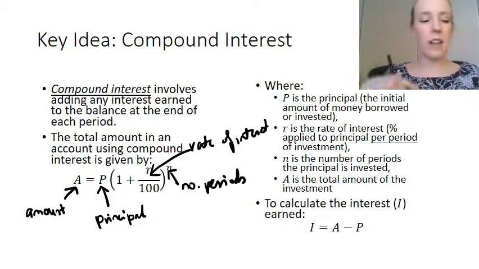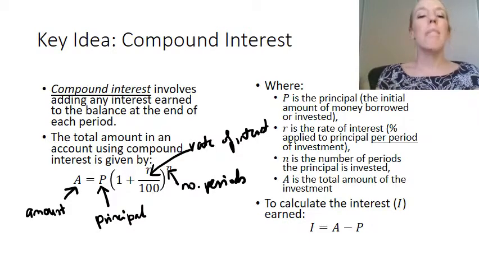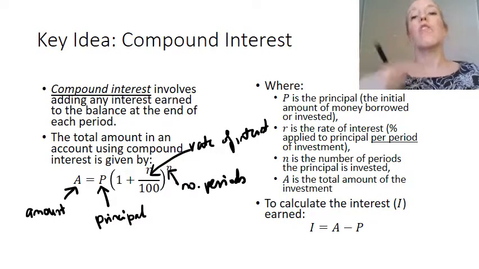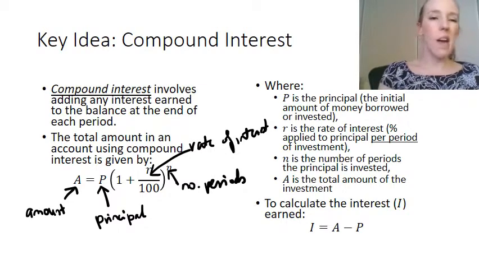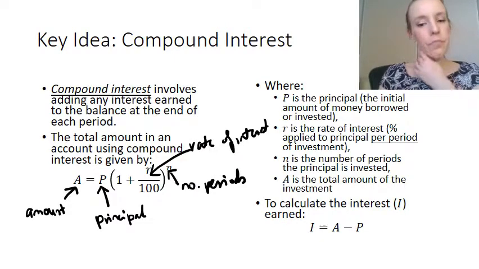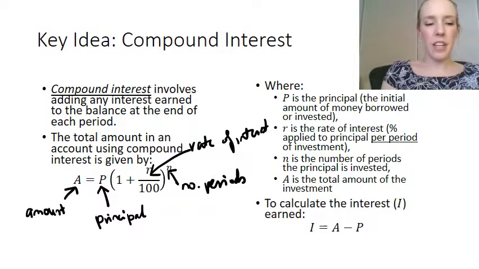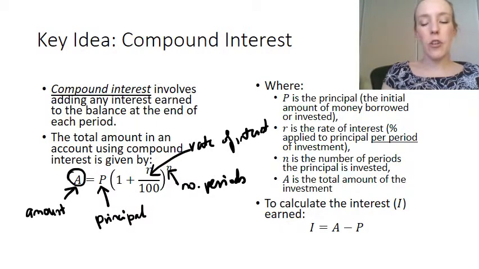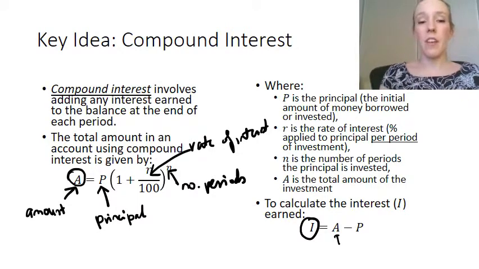Because it might compound monthly. So if it's compounding monthly and you've got it invested for a year, the n will be 12. So there'll be 12 pay periods. If it's compounding every 6 months and you invest it for 4 years, the n will be 8, because it's going to pay you out 8 times within that time period. So because this formula actually calculates the amount, if you want to find the interest, your interest is the amount minus the principal, and that's how you can calculate what your interest would be.